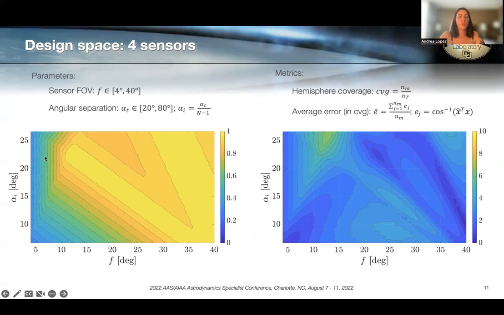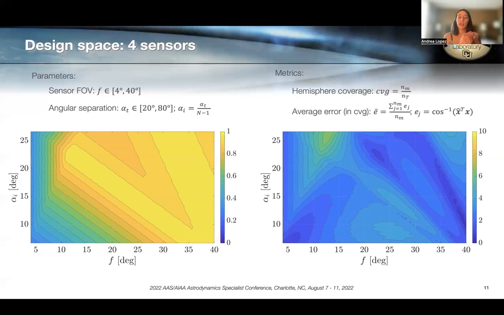It seems counterintuitive to see here in the coverage plot how for increasing values of field of view, the coverage is actually decreasing, but this is explained by 2 things. One is that the coverage defined here is just for the upper hemisphere. So once sensors go beyond the 0 elevation and go into negative elevations, this is not taken into account here. It's not accounted for in the coverage.